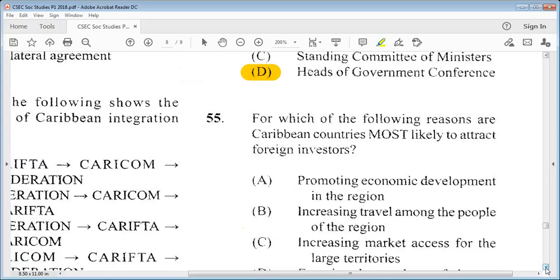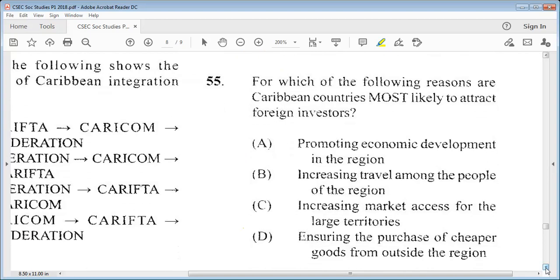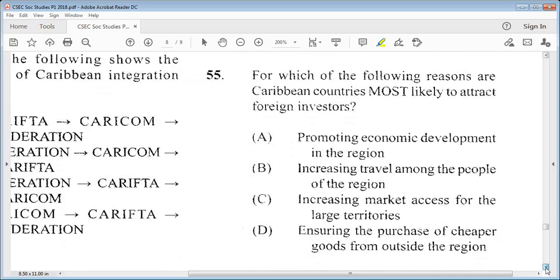Let's go on to question 55. For which of the following reasons are Caribbean countries most likely to attract foreign investors? A, promoting economic development in the region. B, increasing travel among the people of the region. C, increasing market access for the large territories. Or D, ensuring the purchase of cheaper goods from outside the region.